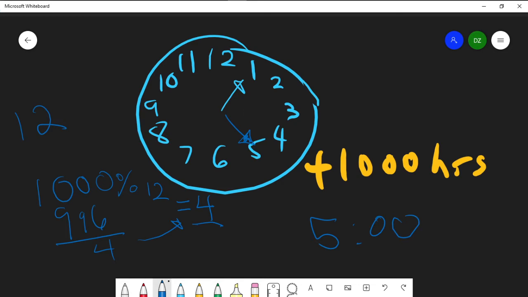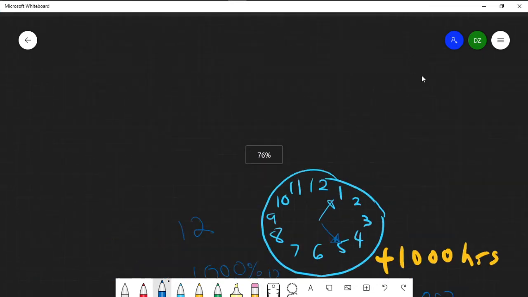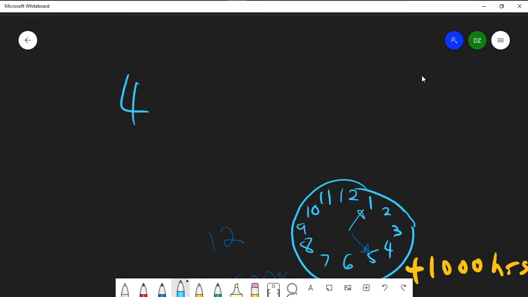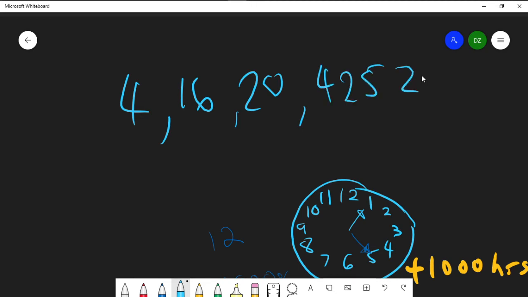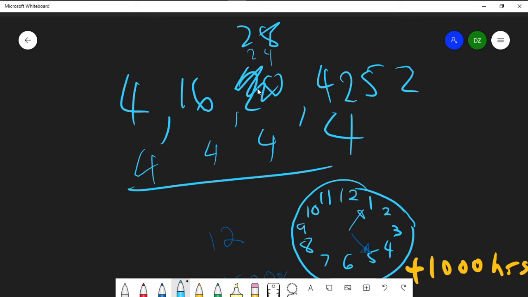So that's the answer: 5 o'clock. It's a kind of cute example. And you'll notice that whether it be 4 hours, 16 hours, 28 hours, or even something crazy like 4,252 hours, it will always be 5 o'clock after that, because after a pattern of 12, it will subtract 4. And after modulo, you always get 4.